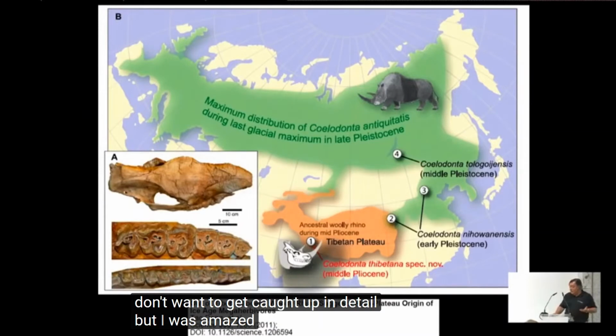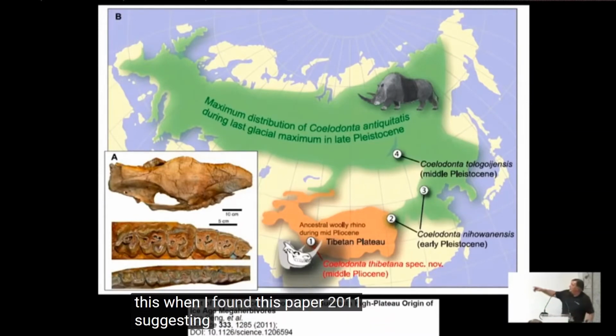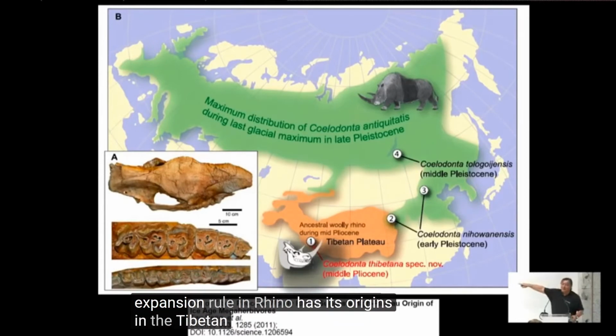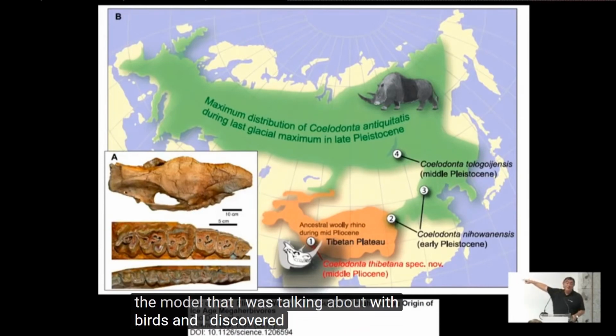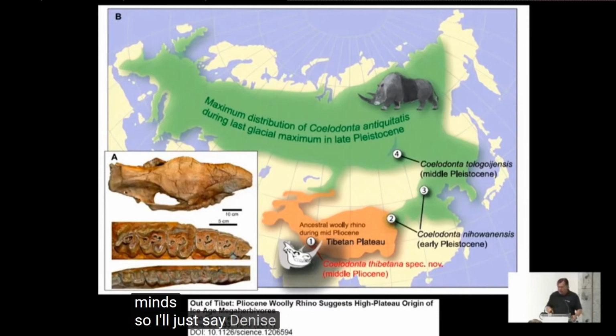But I was amazed when I was looking at this, when I found this paper, 2011, suggesting that the expansion of the woolly rhino has its origins in the Tibetan plateau, and it's exactly the model that I was talking about with birds, and I discovered this afterwards. Now, I don't want to put things in your minds, so I'll just say Denisova.